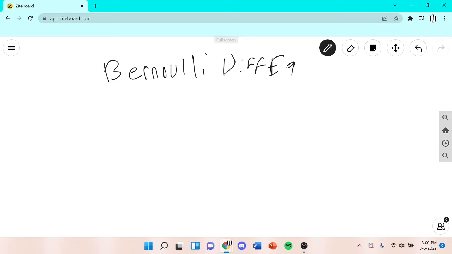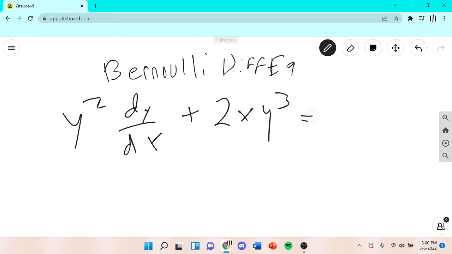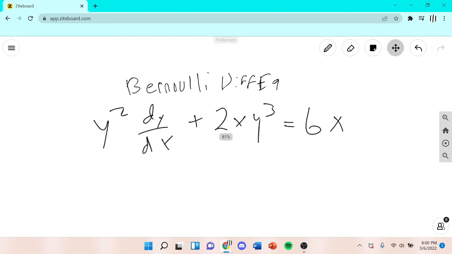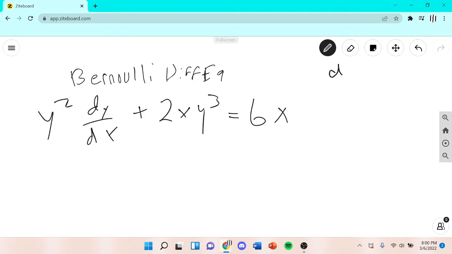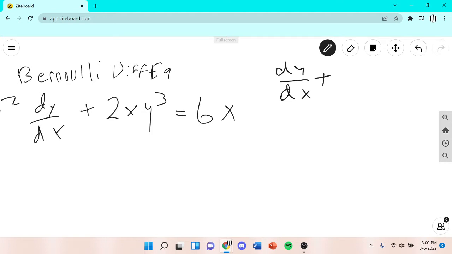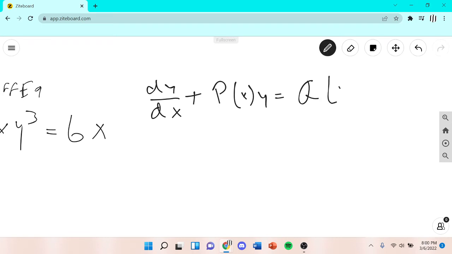So here's the problem: y squared times the derivative of y with respect to x plus 2x times y to the third equals 6x. What we want is our equation in the form dy/dx plus p(x) times y equals q(x) times y to the n. Basically, you use this when you have some power of y greater than 1, of course, because 1 would just be linear. So that's how you're going to solve it.